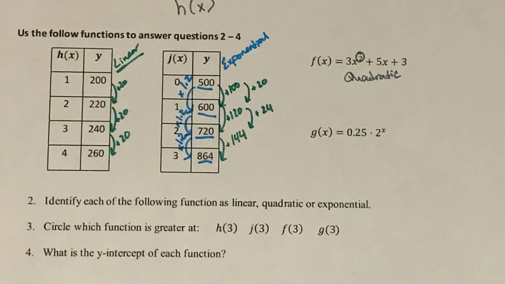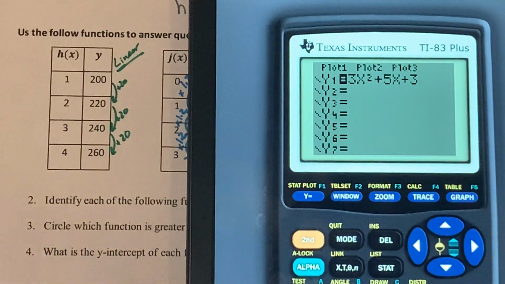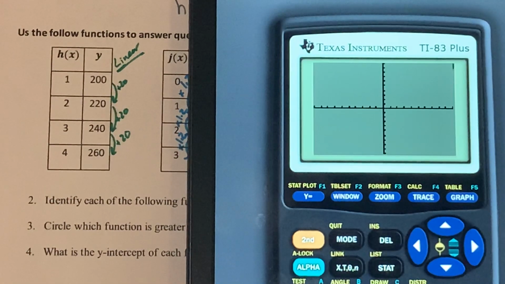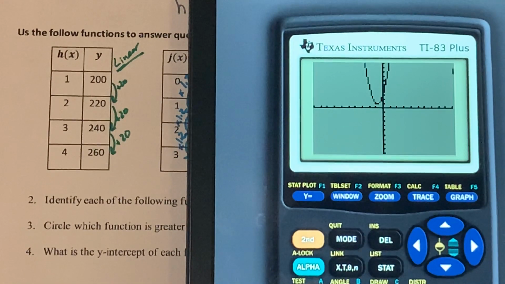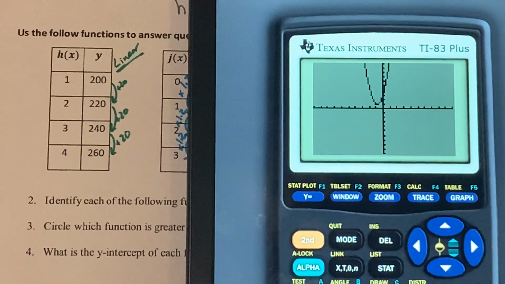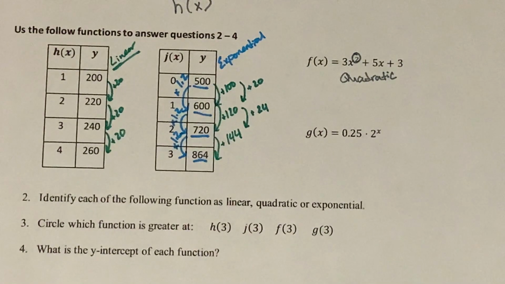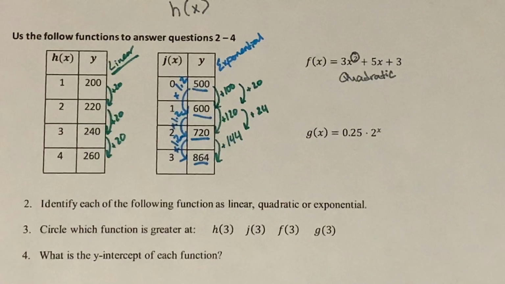So I'll plug it in real quick just to show what I mean. So 3x squared plus 5x plus 3, and then I just hit graph. Gives me a U-shaped, a positive parabola with a minimum point. But any parabola graph is going to be also a quadratic graph.